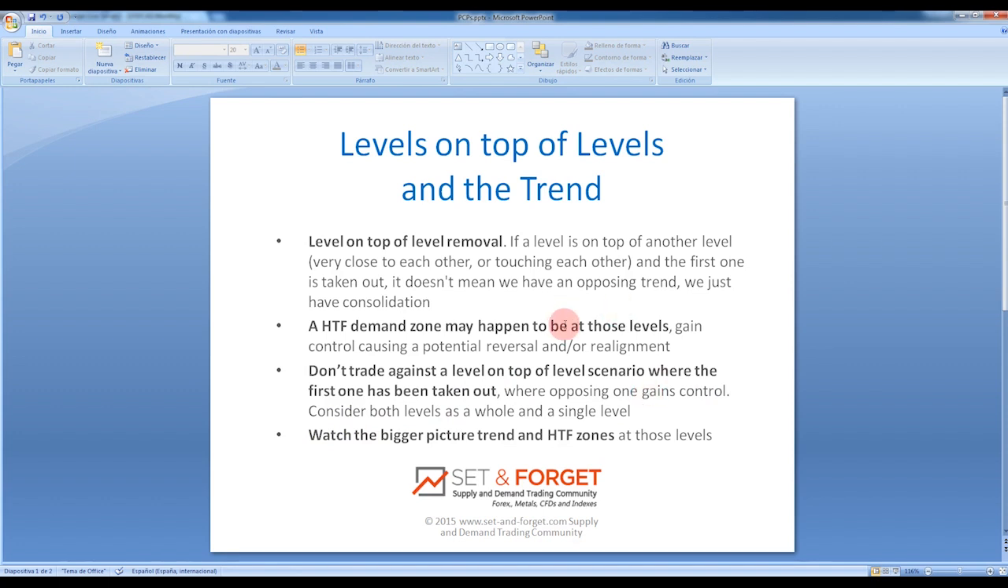Because if we take out one level, then we will consider that maybe we have a downtrend if we have a descending trend line. And most important, watch the bigger picture trend and higher time frame zones at those levels on top of each other. So let's take a look at the $CAD.